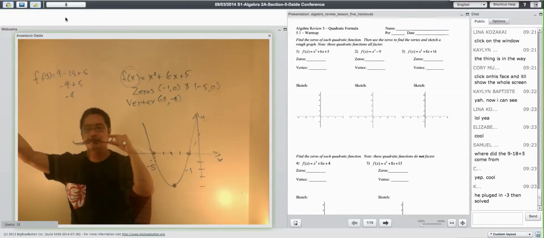Alright, take a picture of your computer screen. Oh, I'm sorry, Sam. You're right. Actually, I was too busy drawing my mustache.